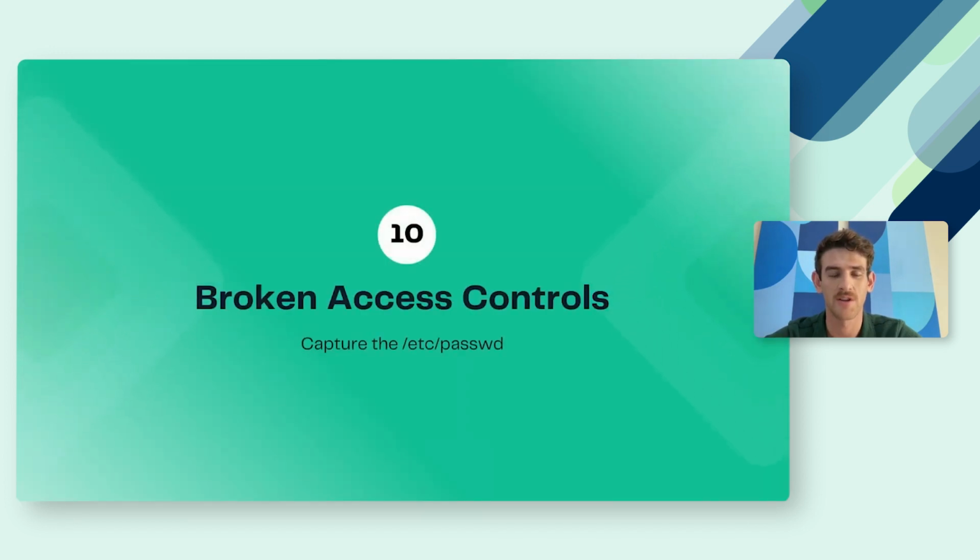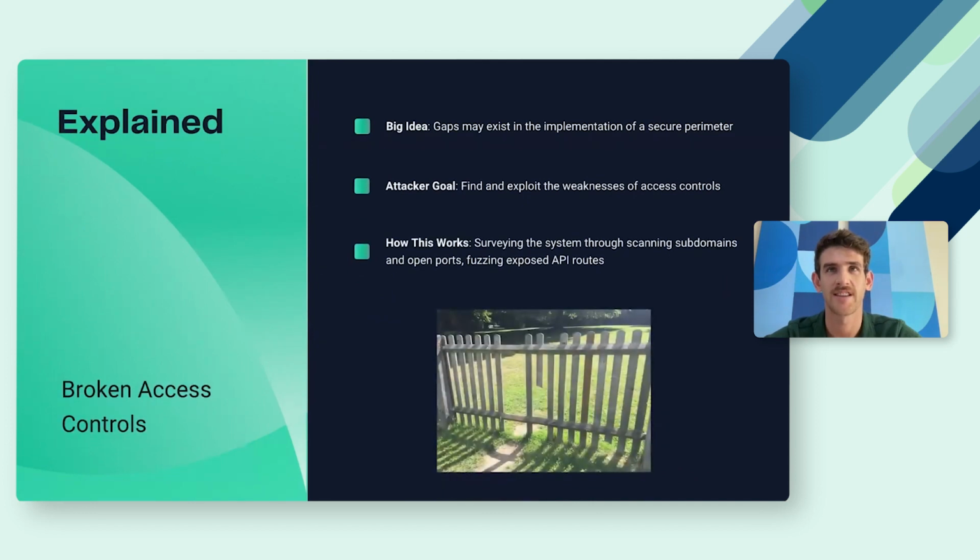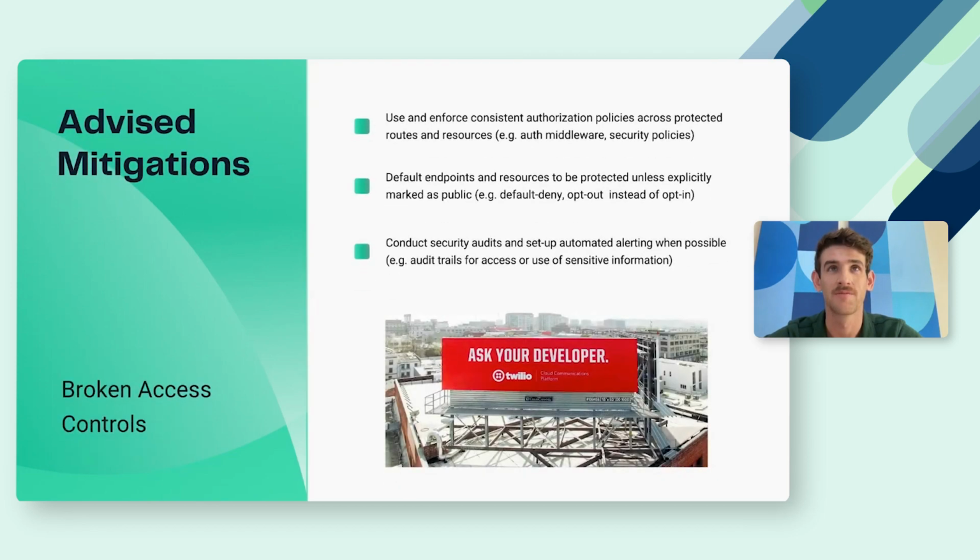So the last type of vulnerability we're going to go into is a class of vulnerabilities known as broken access controls. And the idea here is that there might be gaps in implementations of your secure perimeter, and the attacker is going to try to exploit the weaknesses. And this could be scanning your subdomains and open ports, or just fuzz testing any exposed API routes with different HTTP methods. And you can see here in this fun picture, there's supposed to be a gate, but there's a few gaps. And that's exactly how the attacker might view your system, as mostly working, but still vulnerable.